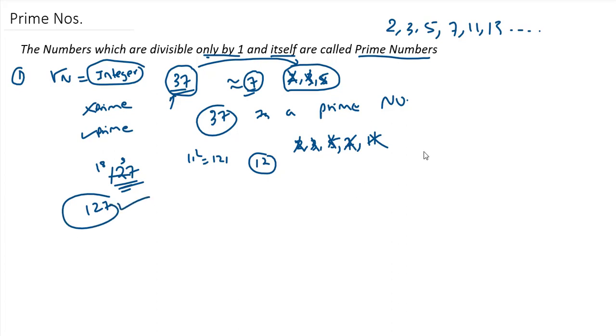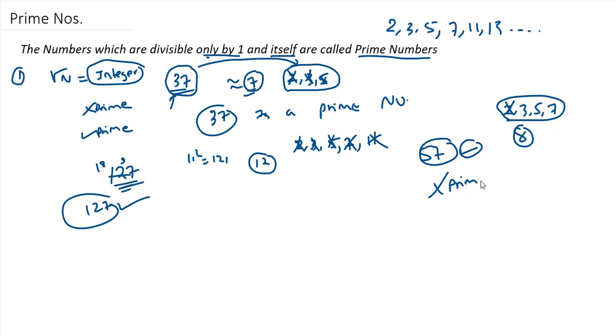Likewise, if I take, let's say, 57, the square root of 57 will be 7 point something. So the next higher integer is 8. What are all the prime numbers less than it? 2, 3, 5, and 7. Let's check for divisibility of 57 by all of these numbers. Clearly it is an odd number, hence not divisible by 2. And yes, it is divisible by 3, hence it is not a prime number. So in this way, you can surely tell whether a number is a prime number or not.